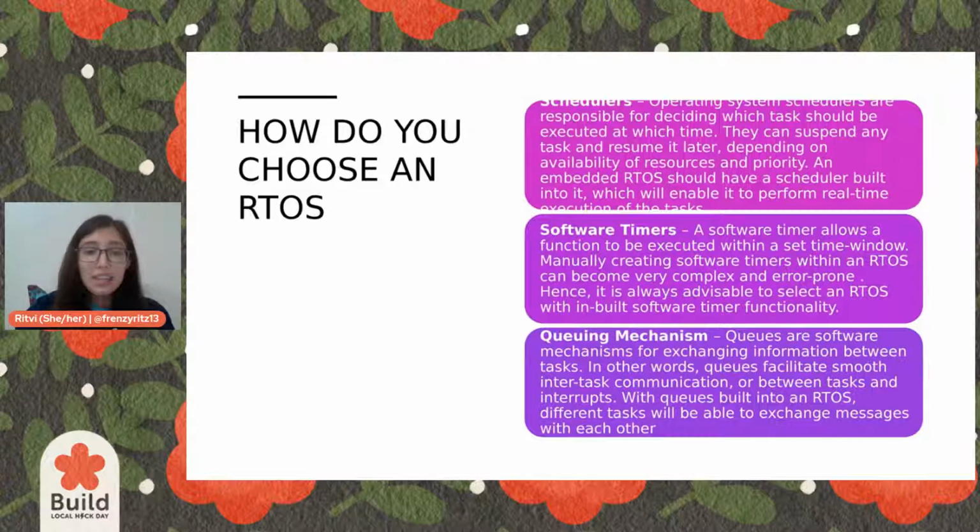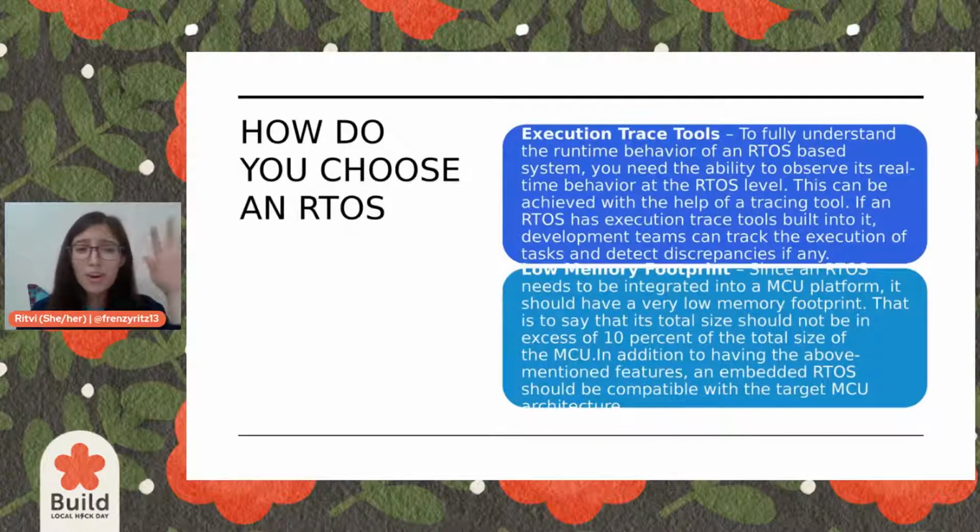Okay, so queuing mechanism is, let's say you have multiple tasks. How does your software or your RTOS handle the queuing? How does it handle the blocking of different tasks? That is something that you should look into when you're choosing an RTOS. Again, don't bother with the details. I just want you to be acquainted with the terms. Then there are execution trace tools: when you've done a task and you see that it's not the way it's supposed to be, how do you trace back and see what's going wrong? Those are execution trace tools. So in real time, being able to trace what's really happening. And then there's low memory footprint.